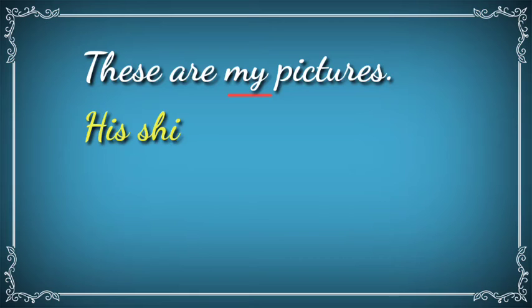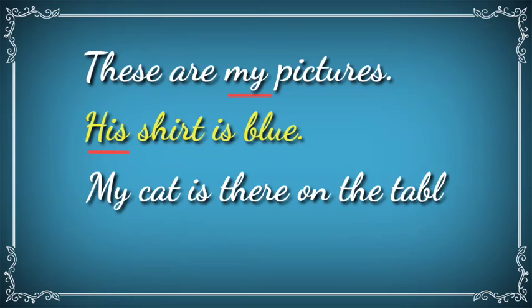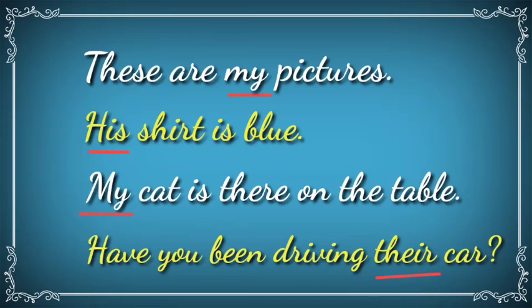His shirt is blue. Whose shirt? His shirt. My cat is there on the table. Whose cat? My cat. Have you been driving their car? Whose car? Their car. So these words are known as possessive adjectives.